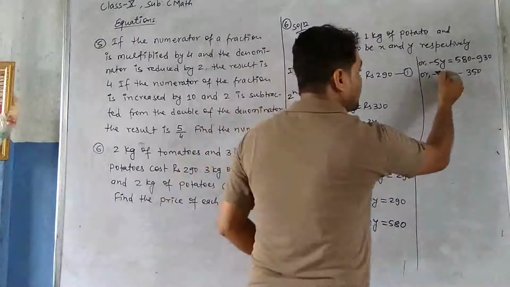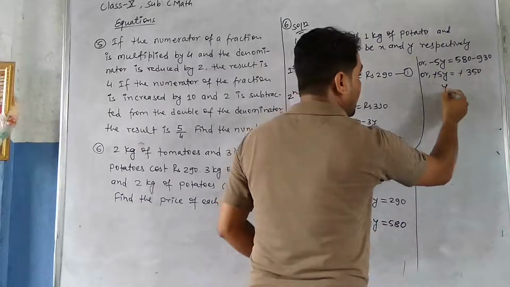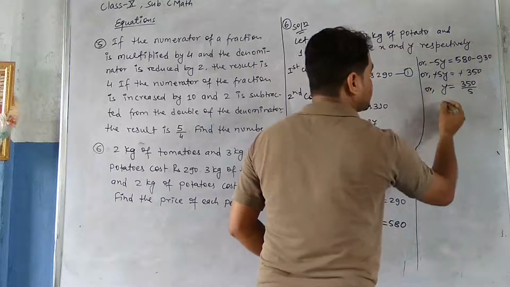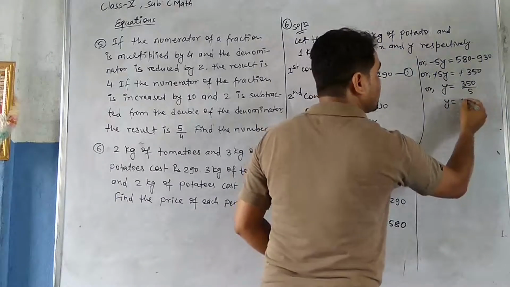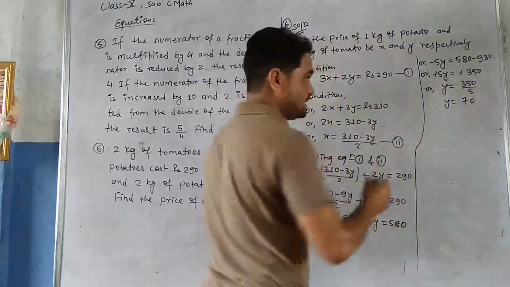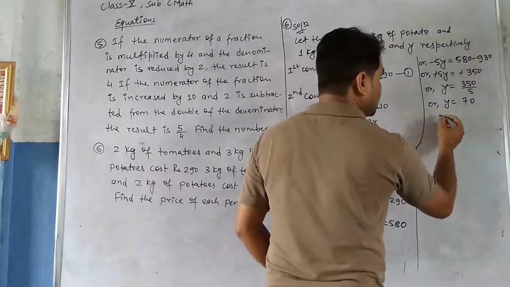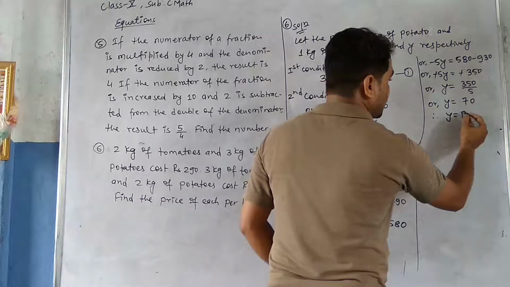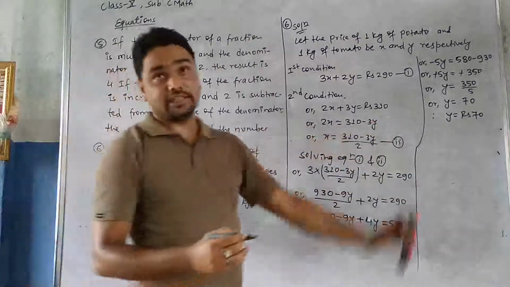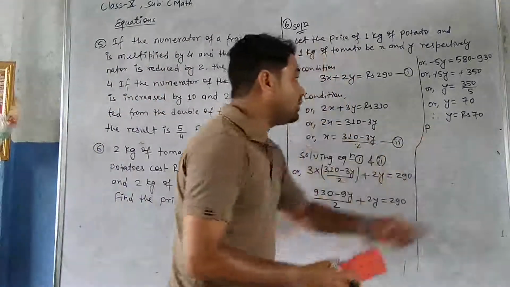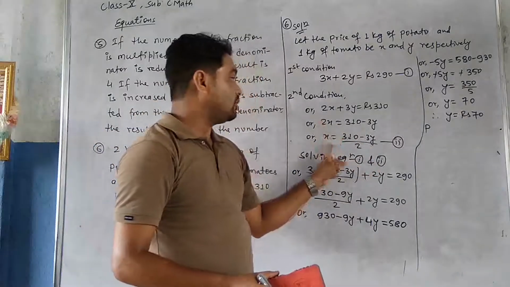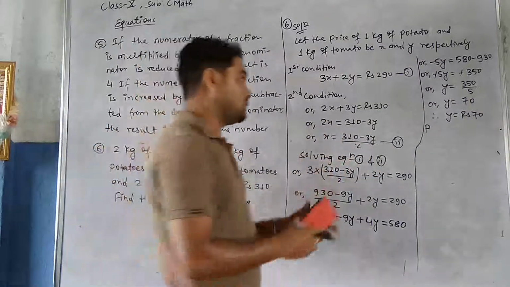Yes. Now look at this, minus minus we can cancel, and y equals what? 350 by 5. That means y equals what? 7 5s are 35 and 1 zero is there. So we get that, therefore y equals, this is in Rs, that is 70. Lastly, if you put the value of y equals 70 in the equation, we can find the value of x from there.